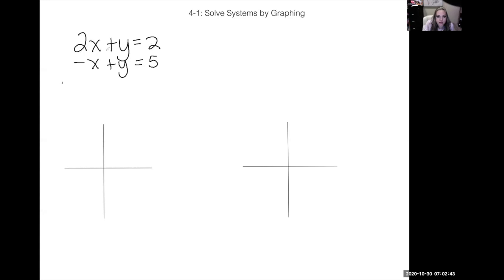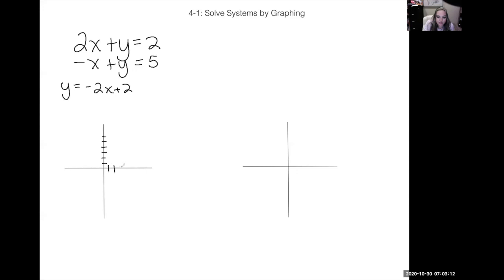So I'm going to subtract 2x from both sides. So we'll have y equals negative 2x plus 2. And now it's in slope-intercept form because the y was almost already isolated. So I know that I'm crossing the y-axis at positive 2.